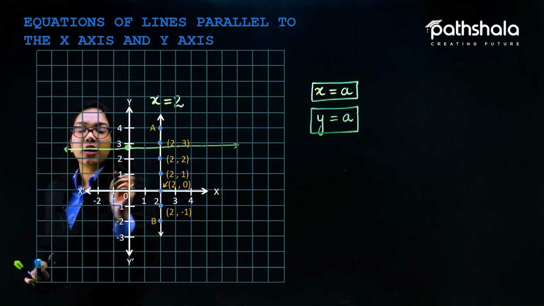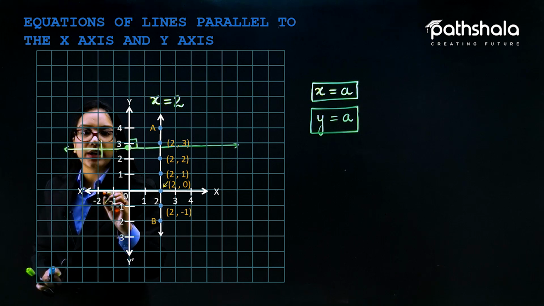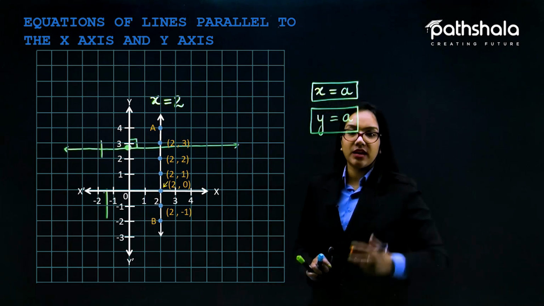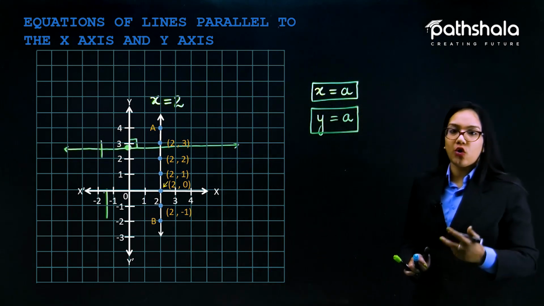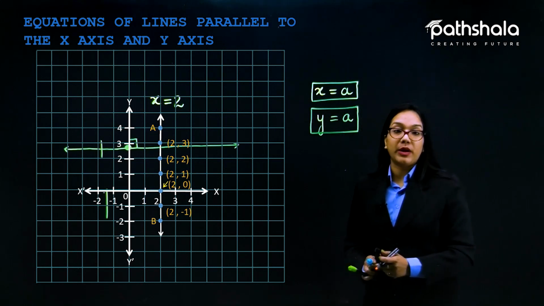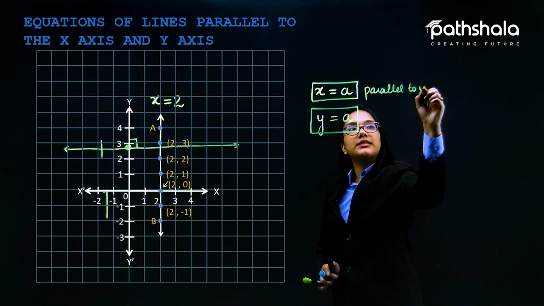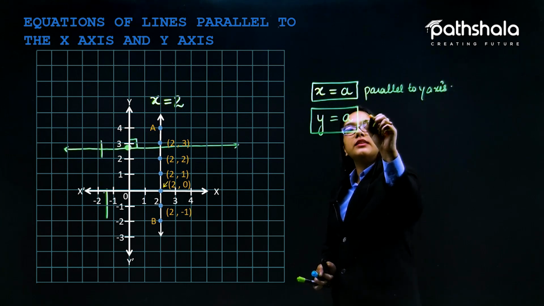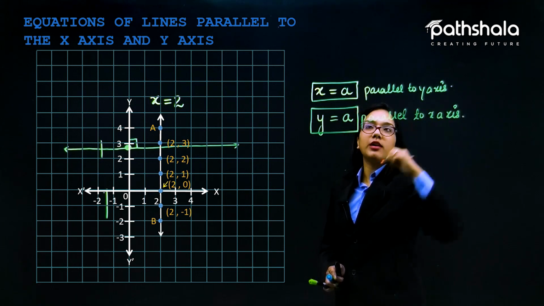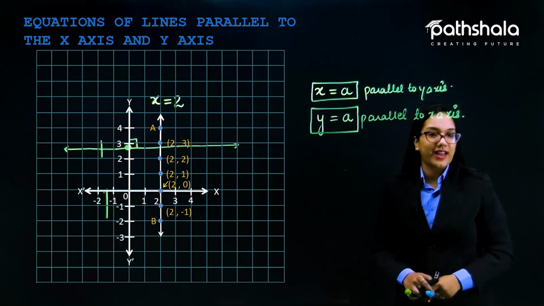Thus again we can say that this is a line which is perpendicular to the y-axis, but it is parallel to the x-axis. So hence, y is equal to a is the equation of the line which is parallel to the x-axis. So this is parallel to the y-axis, and this equation is parallel to the x-axis. This is all about the equations that are parallel to the x-axis and to the y-axis.